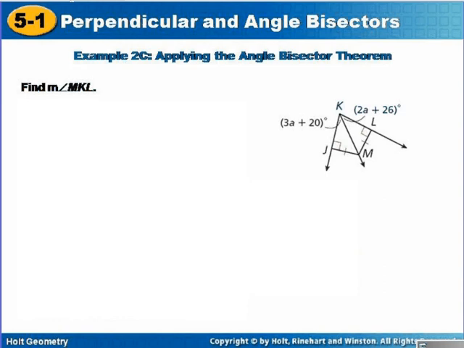Find the measure of angle MKL using what you know. Solve for A, and then plug A back in to get the measure for MKL.